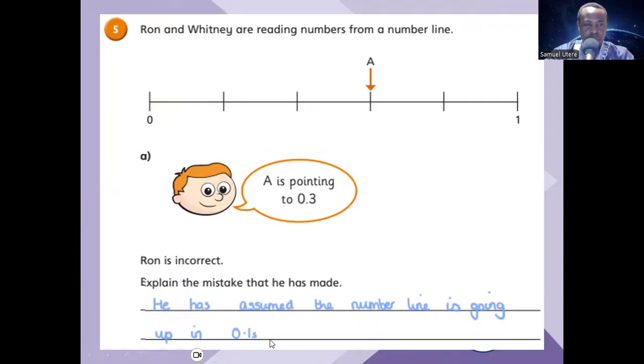Well, the mistake is that he has assumed the number line is going up in 0.4. Sorry, 0.1s. Now, to avoid that, it's important you know how to do your number line division, how to find the value that each interval gives you.